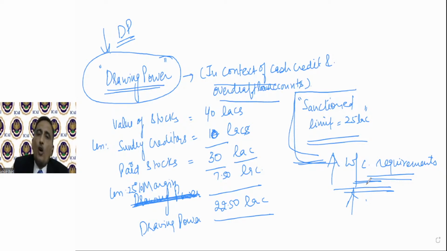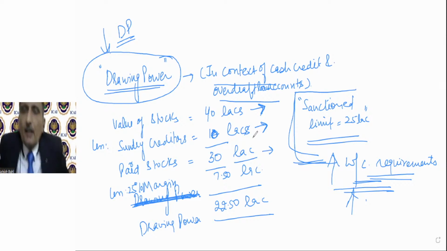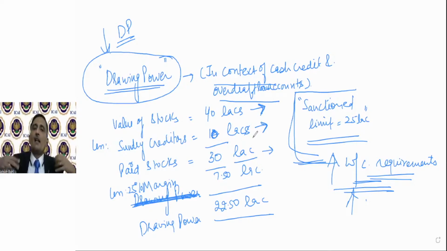The borrower submits a stock statement, say for a month, for rupees 40 lakhs, and his creditors as at the end of the month are 10 lakhs. So what would be the paid stocks? Paid stocks would be 30 lakhs. So, guys, try to understand: when I say that in my books as on date the value of stocks is 40 lakhs and trade creditors, sundry creditors, are 10 lakhs.